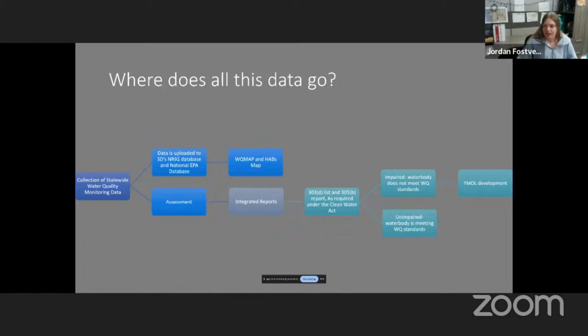The 303D list exists to provide a list of impaired water bodies in the state. An impaired water body is a water body that's not meeting its water quality standards. Once we have that list, we look at those water bodies and select them for total maximum daily load, TMDL development. A TMDL is a document that states the amount of a pollutant that's allowed to persist in a water body and still have it meet its water quality standards. There's also unimpaired water bodies, and those are water bodies that meet their water quality standards, and we collect data on those as well.